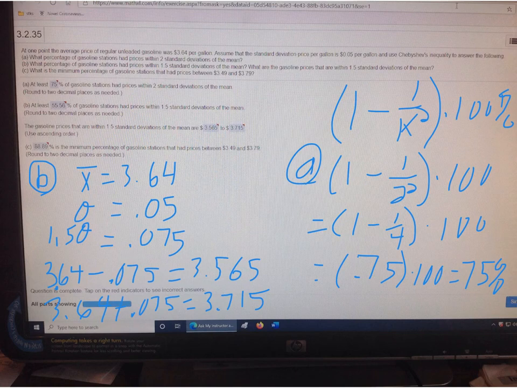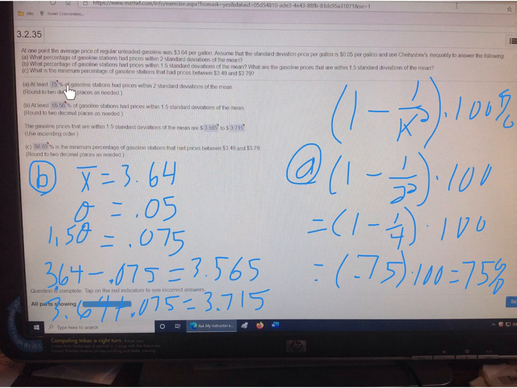Oh, I got your question here in the email. Let's see. At one point, the average price of regular gasoline was $3.64, so that's like the mean, I guess. Assume that the standard deviation price is 5 cents per gallon. And use Chebyshev's inequality to answer the following.